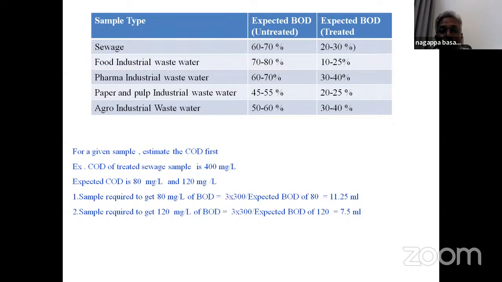Paper and pulp waste is not so easily degradable, so we have to add extra bacteria to degrade it. Agro-industrial waste, untreated, is 50 to 60% of BOD to the COD value. If COD is 100, then 60% means 60 milligrams per liter is the BOD. Generally, COD and BOD are good parameters to estimate the organic load present in wastewater.